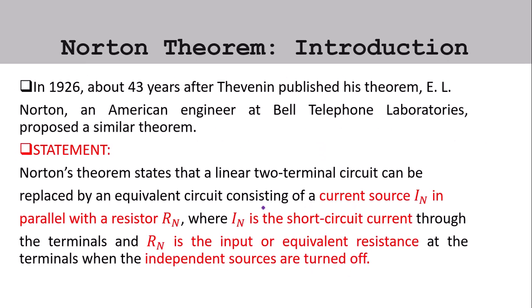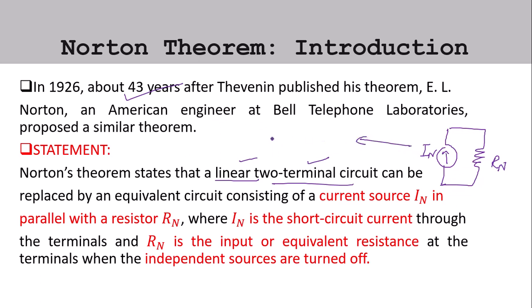Now let us see the statement. The Norton theorem was given 43 years after the Thevenin was published, and according to this statement also, if we have any kind of linear 2-terminal circuit, that can be replaced by an equivalent circuit having Norton current source I Norton in parallel with the resistance R Norton. So this is where the difference lies. In the Thevenin theorem, we had VTH, that is the voltage source, in series with resistor RTH, and here we are saying it is the current source in parallel with the Norton resistance Rn.